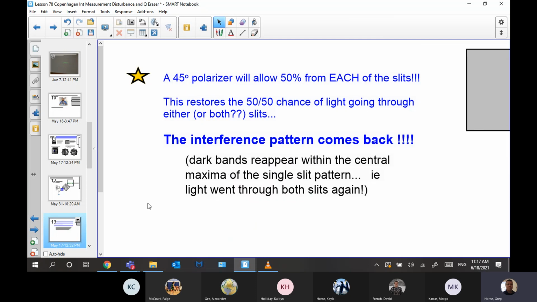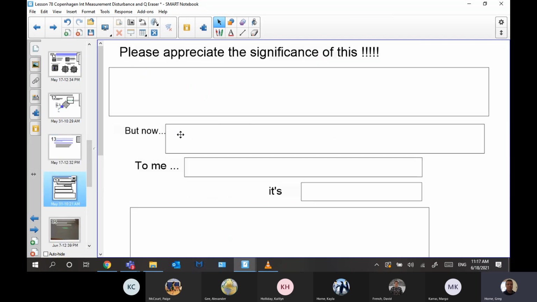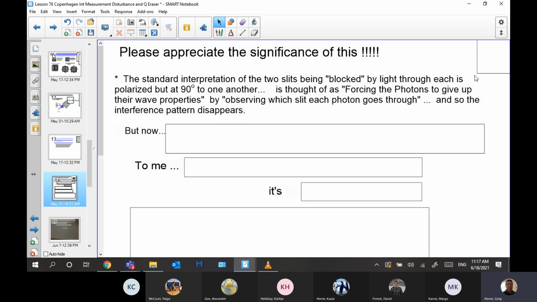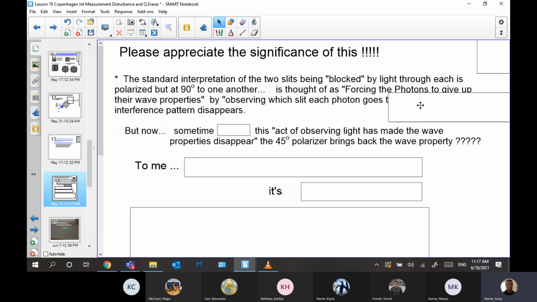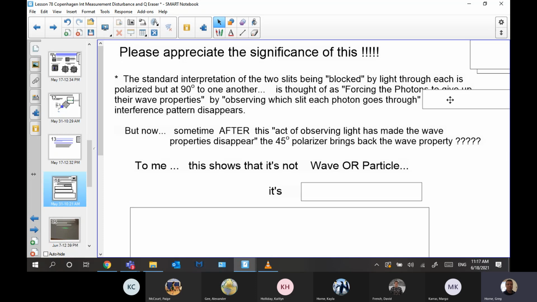The interference pattern comes back way later on across the room. So realize the significance of this, right? The standard interpretation of the slits being blocked, or you can check to see which one they go through, is thought of as forcing the photons to give up their wave properties. It's thought that observing which slit they go through forces the interference pattern to disappear. But now, sometime later, after this act of observing has made the wave properties disappear, we can put a 45-degree polarizer back in the mix and bring back the wave property.